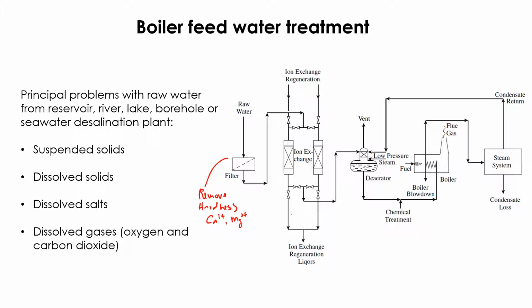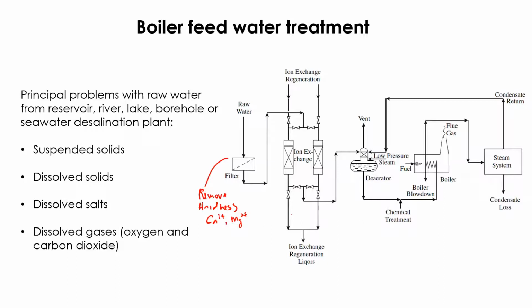And of course, if you use a zeolite, the adsorption capacity is limited. There will be a cycle of processes to activate back the saturated zeolite. So the next step is the ion exchanger. This unit is basically to remove any dissolved solids and also dissolved salts.